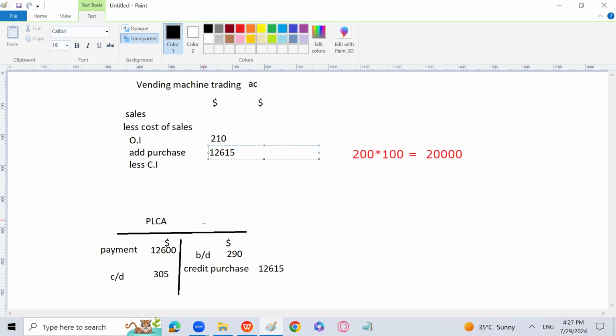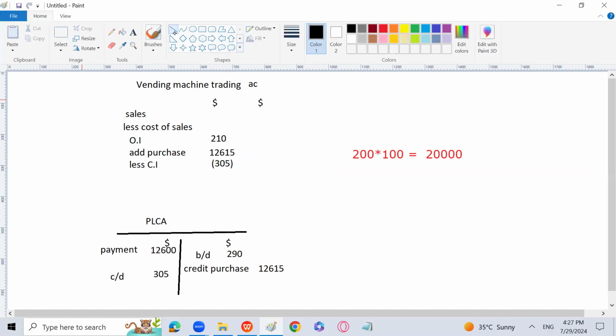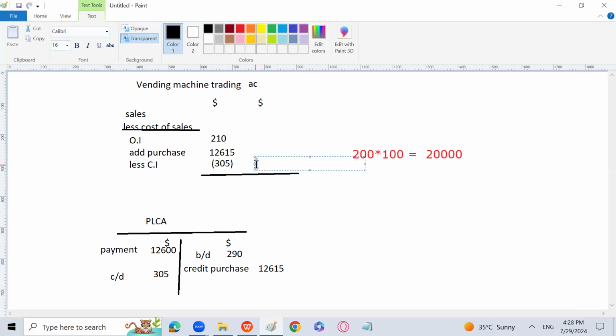Now let's move towards the closing inventory. That is going to be closing inventory is 305. 305 is going to be the closing inventory. So let me do that. So what is the opening inventory plus purchases minus closing inventory? You can find the answer of cost of sales. 12520.